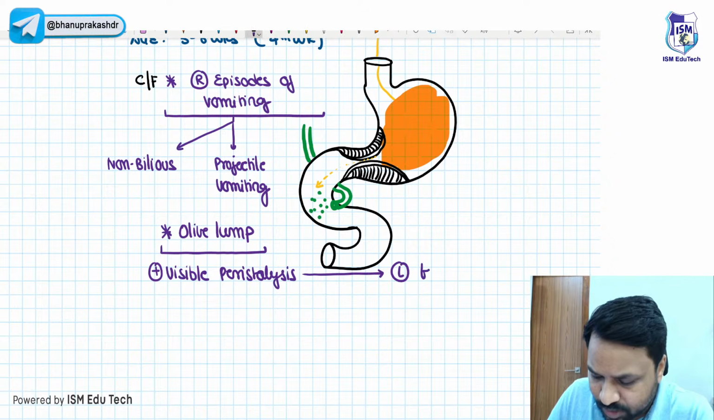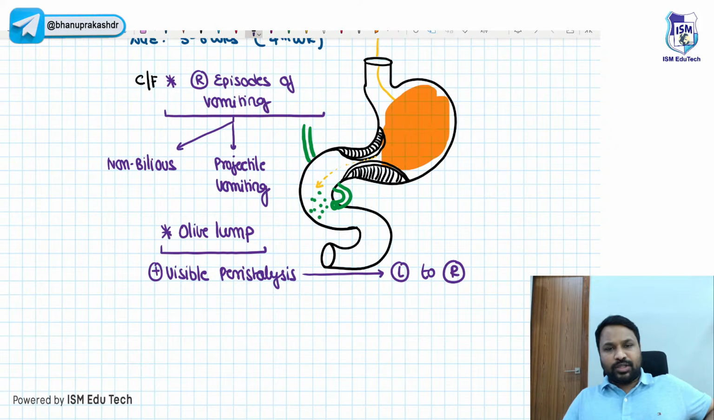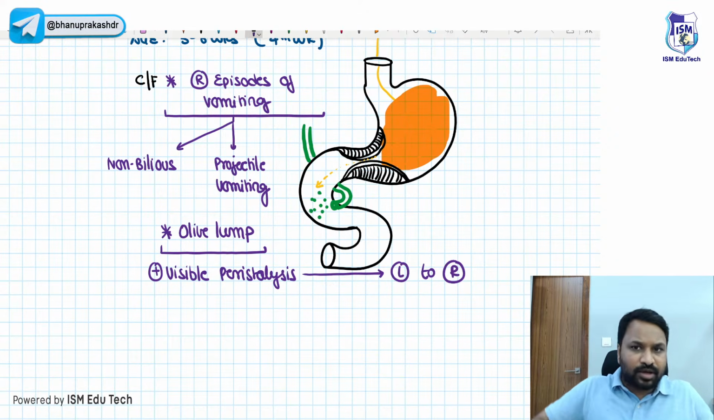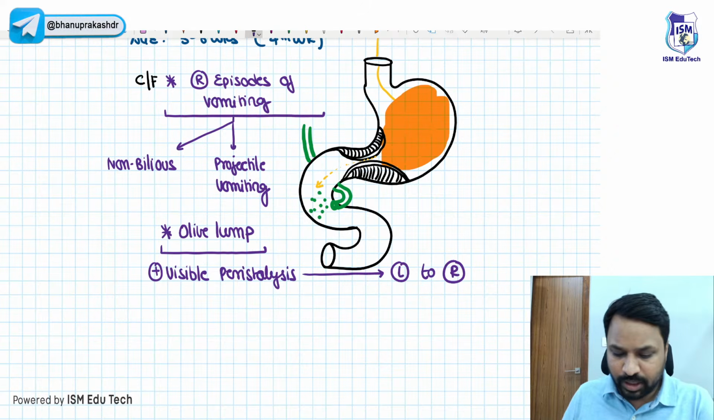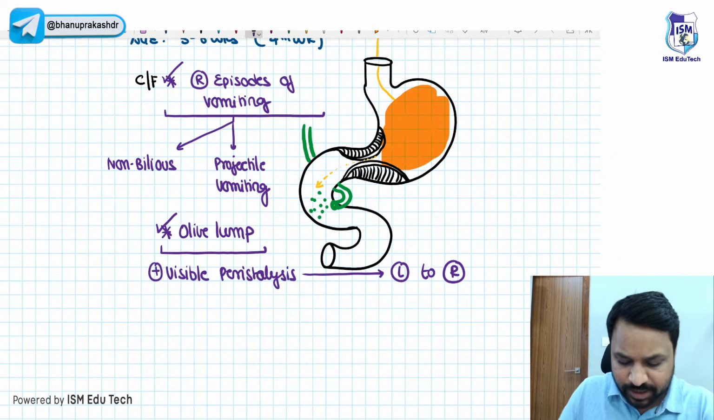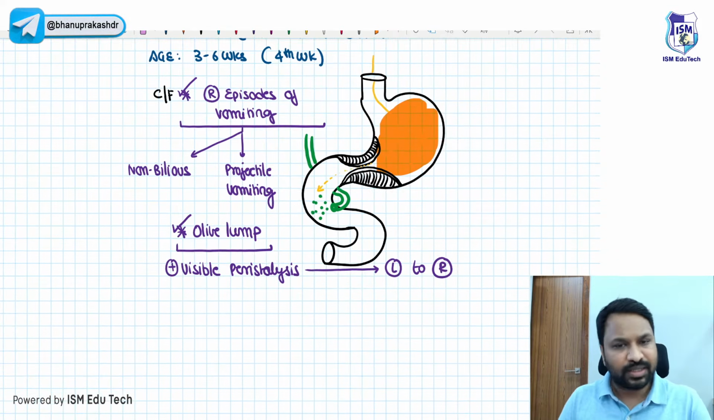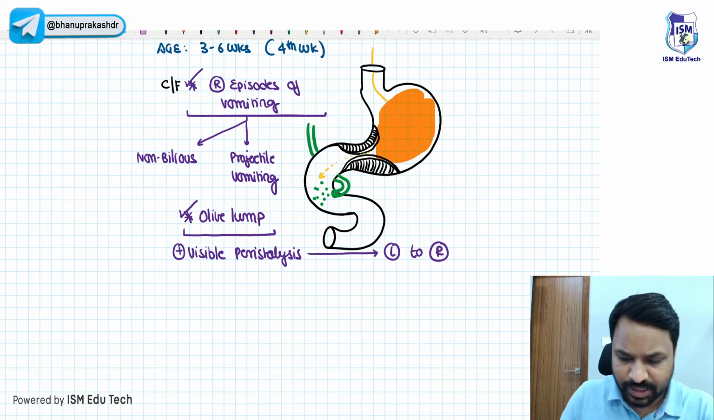Now, if you see right to left, it is colonic peristalsis. Because the orientation of stomach is on the left and it is moving the content forward. So left to right will be stomach, right to left will be your colonic peristalsis, right? So there is non-bilious projectile vomiting, presence of olive lump, this presence of visible peristalsis as well, and that is the initial presentation of CHPS.